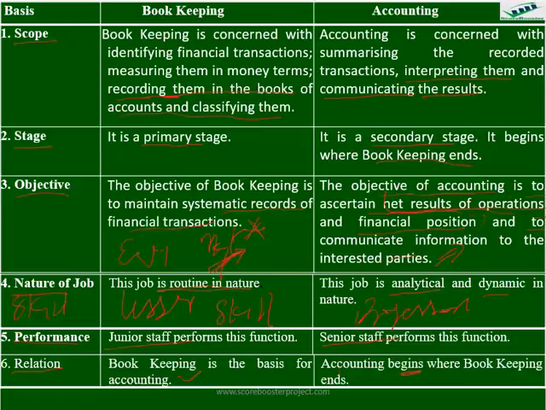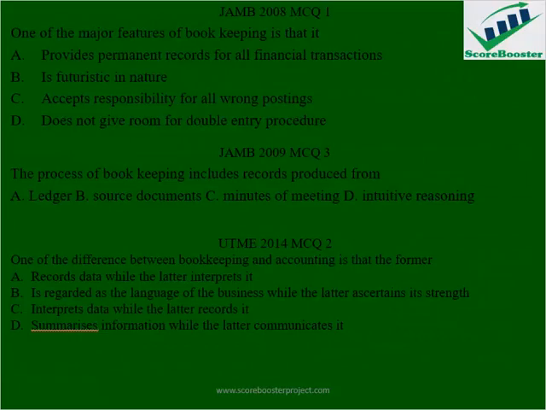Now let's quickly relax and look at past questions. These are JAMB questions for UTME students. The examiner asked in January 2008, question number 1, that one of the major features of bookkeeping is that: A, it provides the permanent record for all the transactions; B, it is futuristic in nature; C, it accepts the responsibility for all wrong posting; D, it does not give room for double entry procedure.